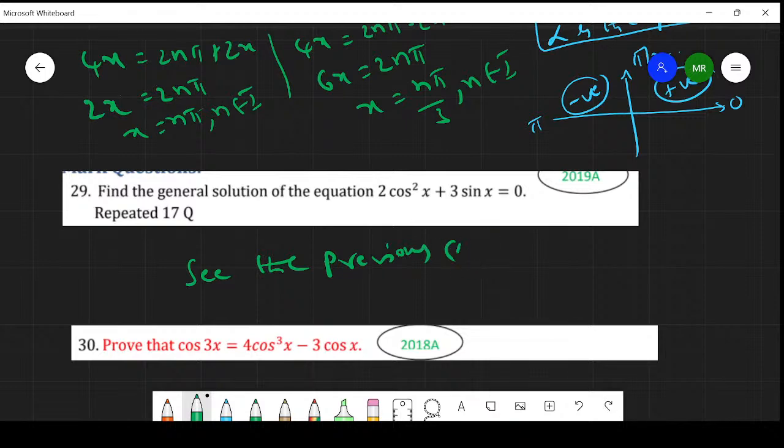You understand the previous class video. In that video you can find this answer. I have done this problem. Please verify that.